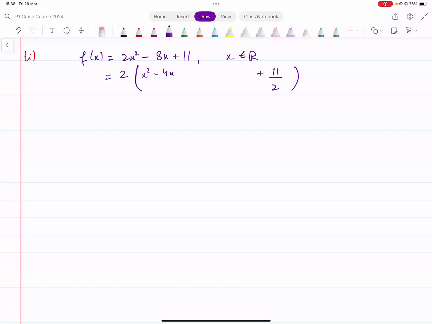Okay. All right, now you add 2 squared and you subtract 2 squared. These three terms give you a perfect square, x minus 2 whole squared. This is a perfect square. And that gives you 2 into x minus 2 whole squared minus 4 plus 11 over 2.